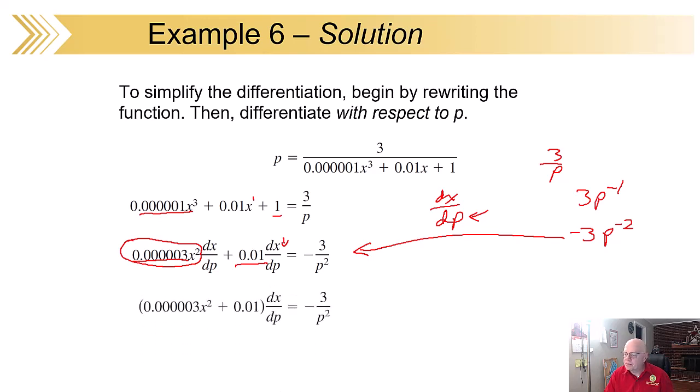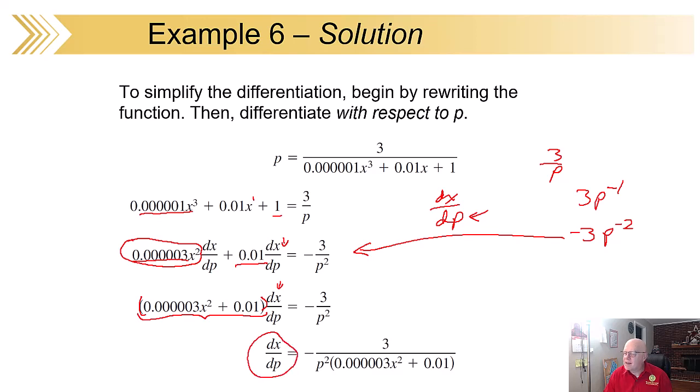Well, we have all the dx/dp's on the left side, so we factor out the dx/dp, and then we'll divide by the factor of dx/dp, which will end up being in the denominator. There is dx/dp, exactly what we wanted.